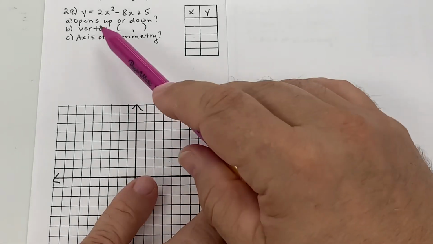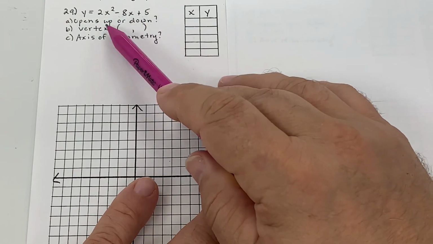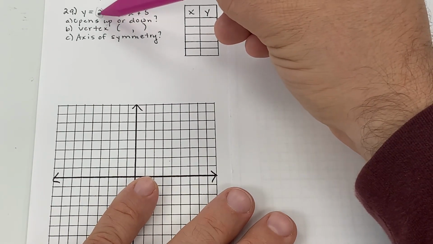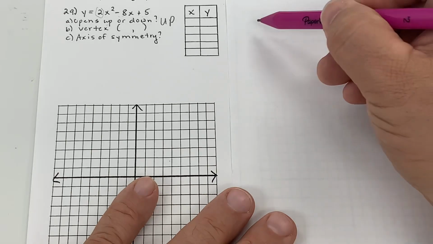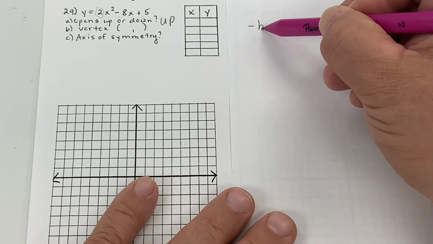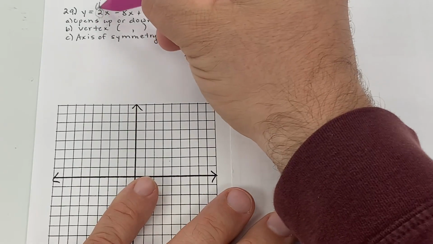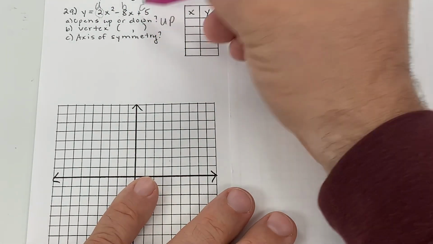All right, y equals 2x squared minus 8x plus 5. First, they want to know if it opens up or down. Because this number out front is positive, that means it's going to open up. Now, to find a vertex, I'm going to do negative b over 2a. Now, if you look at this, a is going to be 2, b is going to be negative 8, and c is going to be 5.